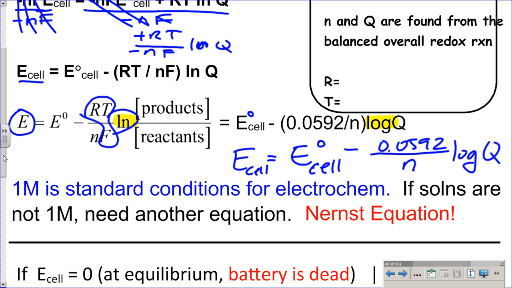Why did you change my... I don't know. I just wrote what I read. I don't like it, but I like this equation better than any of these other ones.